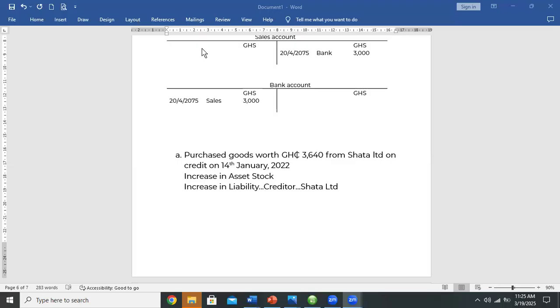So let's look at these purchases and finally wrap up this class. As we have been able to tell, there is an increase in asset stock and an increase in liability because we didn't pay. If you are preparing the T account, these are the accounts that you are going to open.